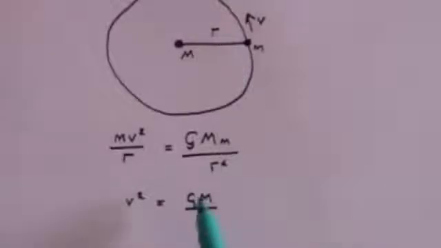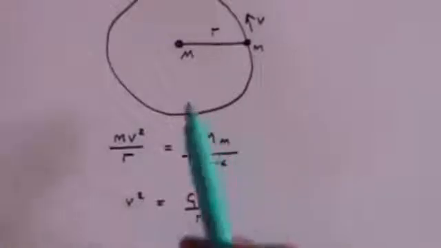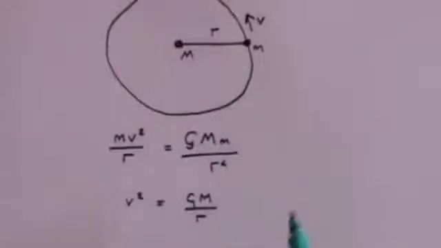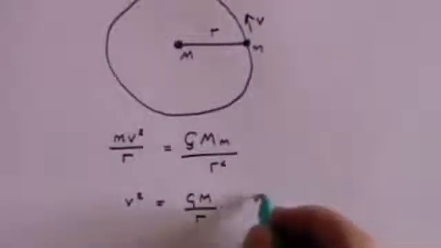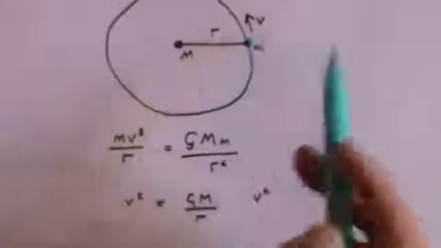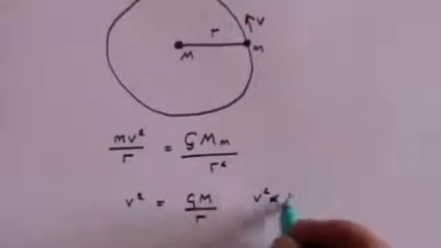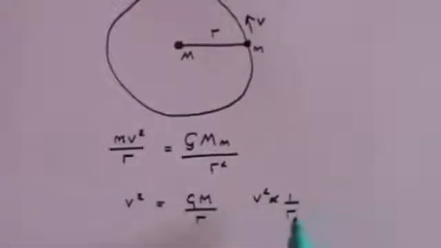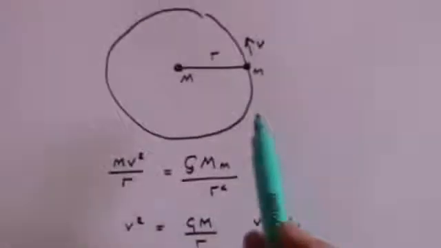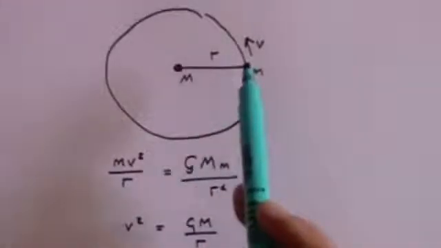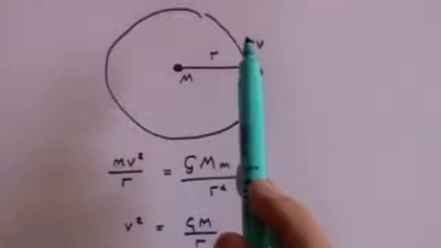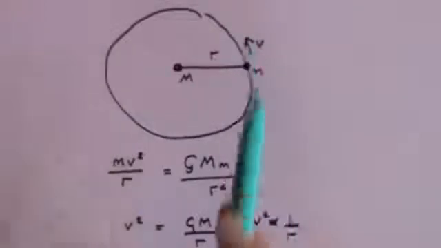And if you look at that you'll find that G of course is a constant, it's the gravitational constant, M is a constant, it's the constant mass of the Sun, and that gives you the conclusion that v squared, the velocity of a planet, the orbital velocity of a planet, is proportional to 1 over r. So as r increases, v squared decreases, and consequently v decreases. So the further away a planet is from the Sun, the smaller is its orbital velocity.